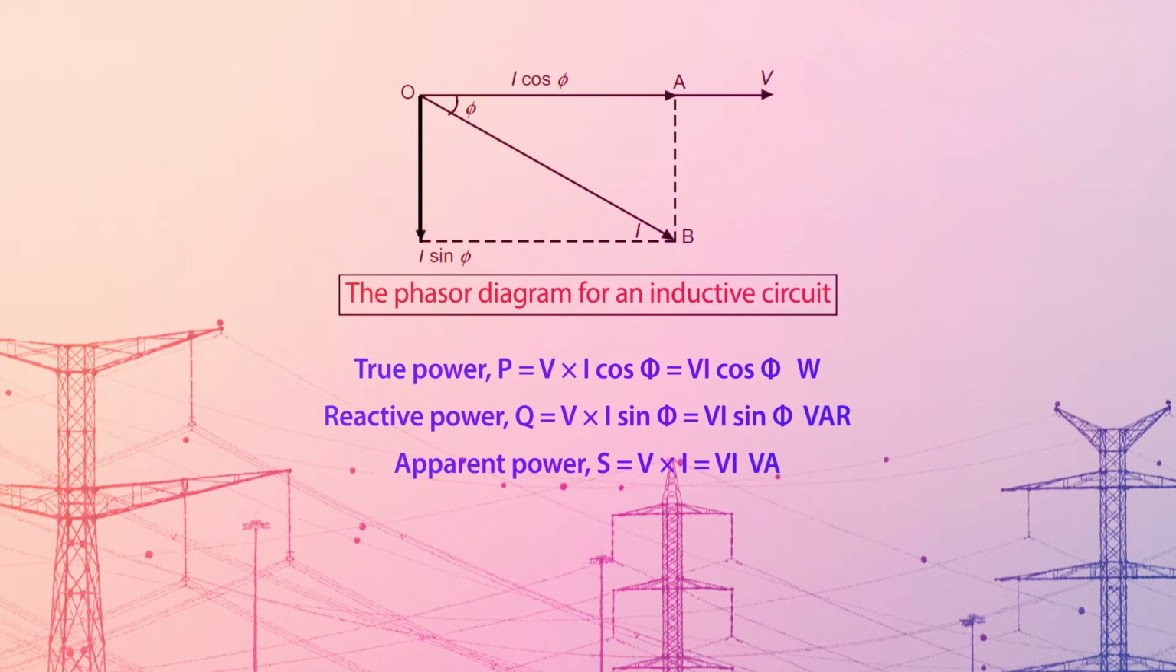And what is the apparent power? Apparent power S can be written as the product of voltage and current, simply VI, and its unit is volt ampere. In a DC circuit, apparent power is equal to the true power, because in DC the power factor is 1. But in an AC circuit, the apparent power is written as S equal to VI.